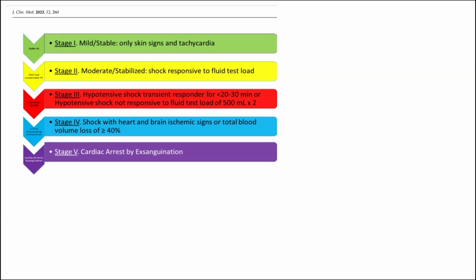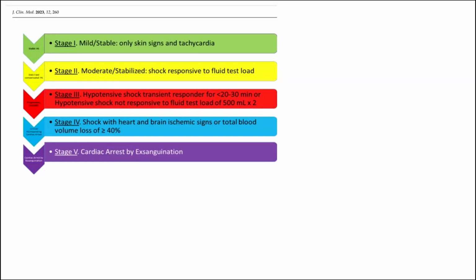If your patient is transiently responding to fluids and blood products, then he is categorized in stage 3, which is progressive unstable hemorrhagic shock. Who are these patients? They have hypotension and a transient response, usually 30 minutes or less. Even after giving 2 or 3 boluses of 500 ml of crystalloid, they go back into shock. Such patients who improve and go back are called progressive unstable hemorrhagic shock.